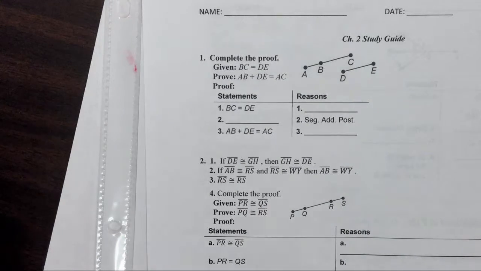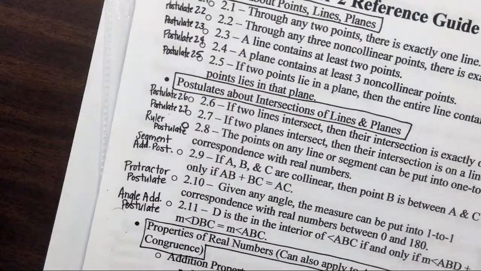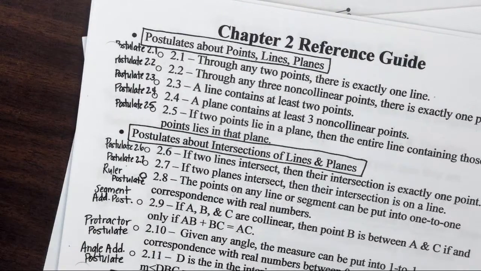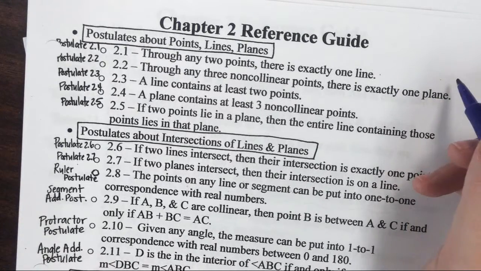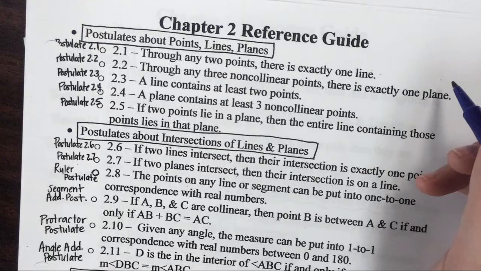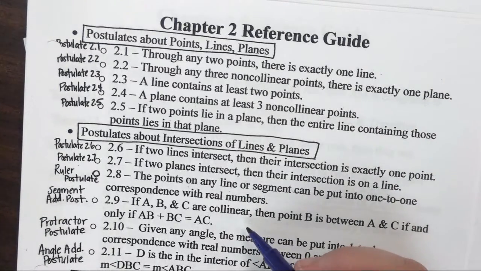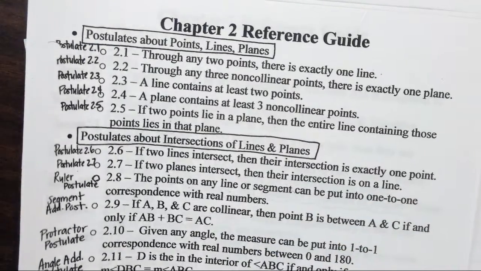Okay, I just wanted to make sure you're ready for your test tomorrow. Before I get started on going through the study guide, gentle reminder, you can use your Chapter 2 reference guide on the test. If this is not useful to you, make it useful to you. If you need to draw a picture beside postulate 2.1 in order to understand it better, do so. If you need to draw an example of the segment addition postulate so you'll know when you need to use it, do so. Make your reference guide useful to you.